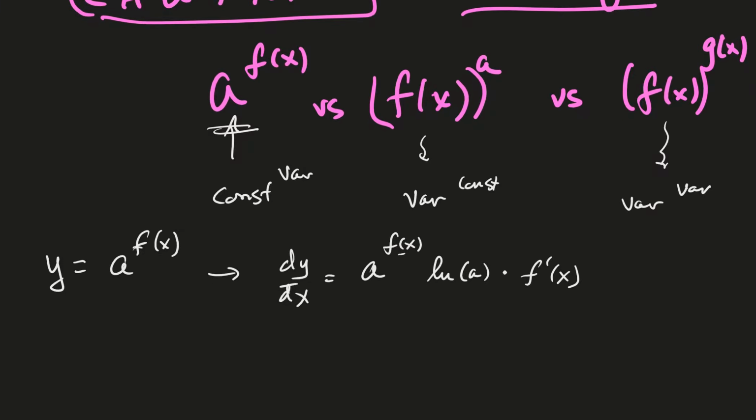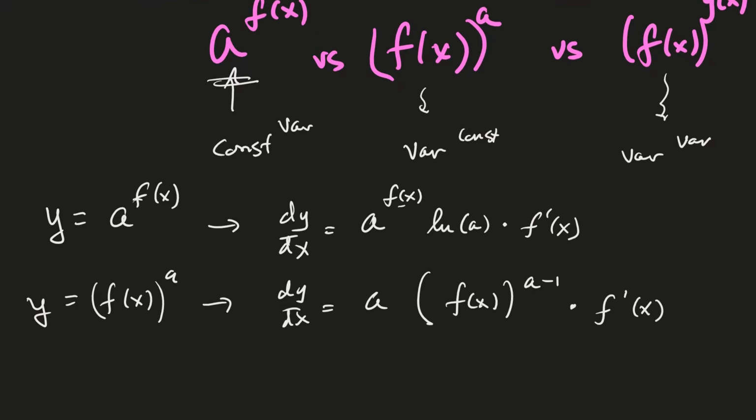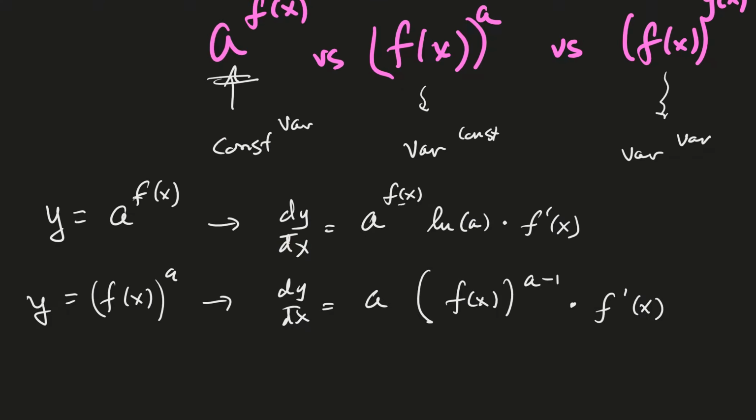The next one is if you have f of x to the a power, then what's the derivative? Well, now you can use the power rule, so that would be a times f of x to the a minus 1. Then you want to multiply by your f prime of x. Good. And lastly is the one that we just did.